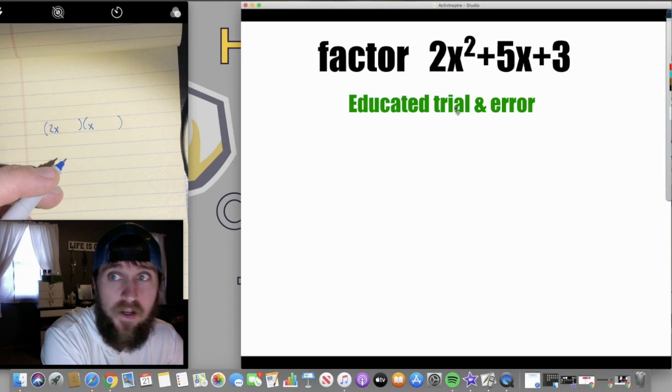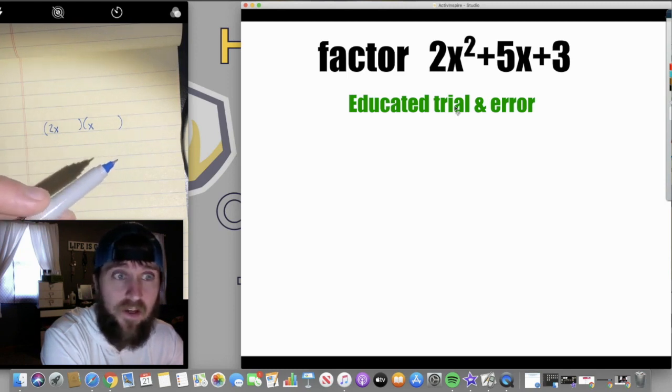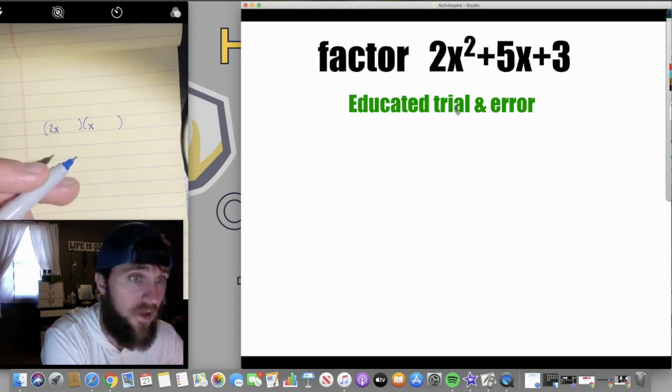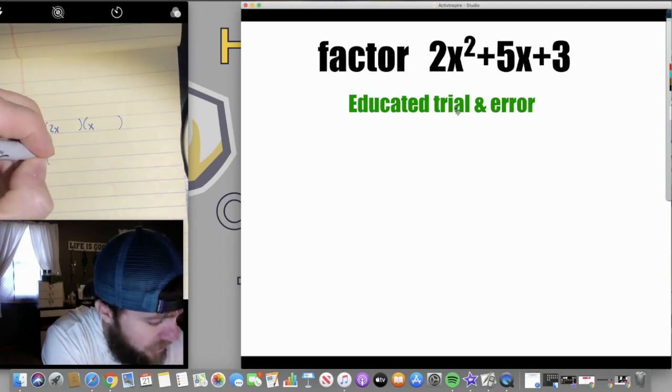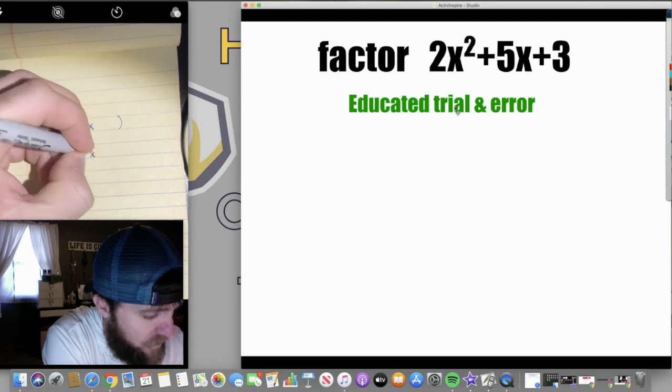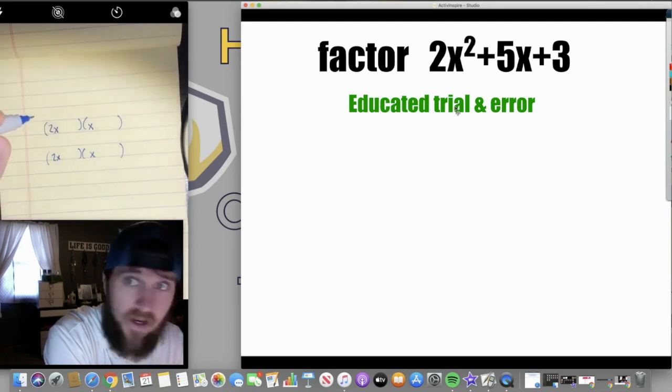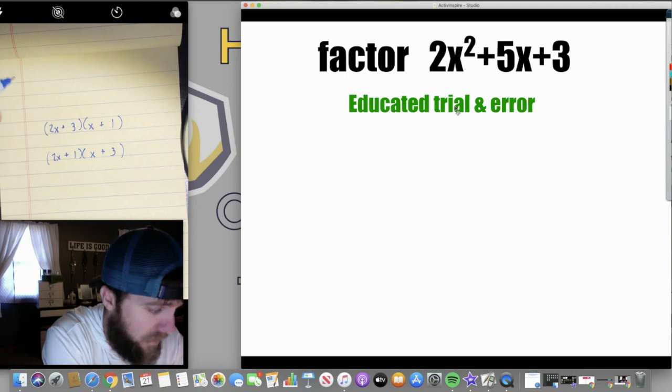The next part, we look at the c value. C value is 3. How can we get 3? 3 is either a 1 and 3 or a 3 and 1. So I'm going to walk through the two ways that this can be done so you can see why the order does matter. All positives in this problem, so you're going to have all plus signs. So one of these answers is correct. One of them is incorrect.